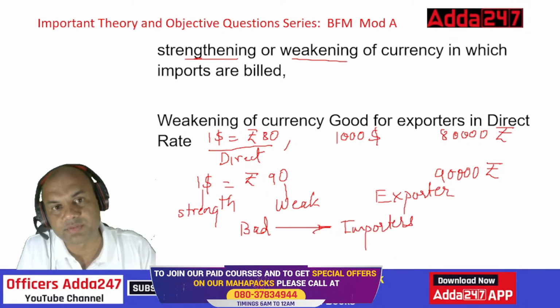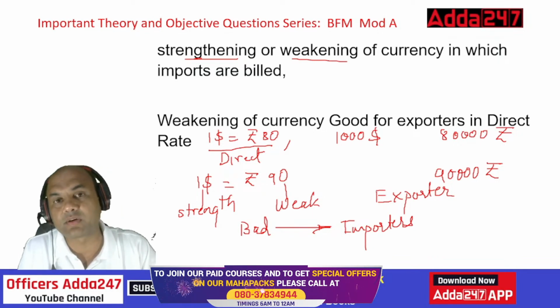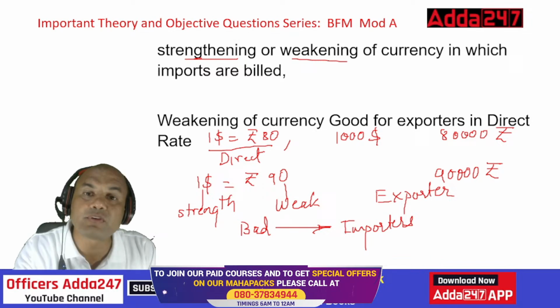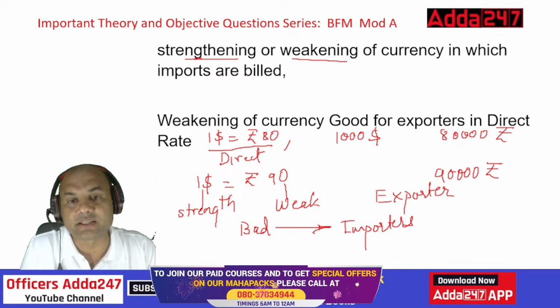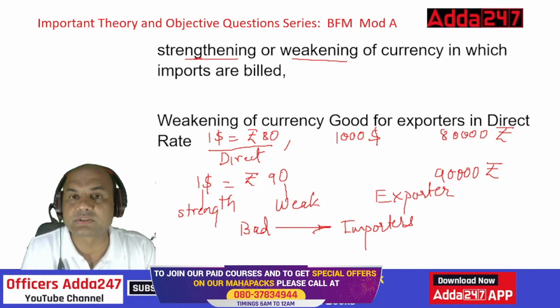Got it? So this is the basic logic behind weakening of currency and strengthening of currency. Weakening of currency is always good for the exporters, and strengthening of currency is always bad for the exporters. So in this case, see, this is weakening. So it is good for the exporters and bad for the importers. Clear?